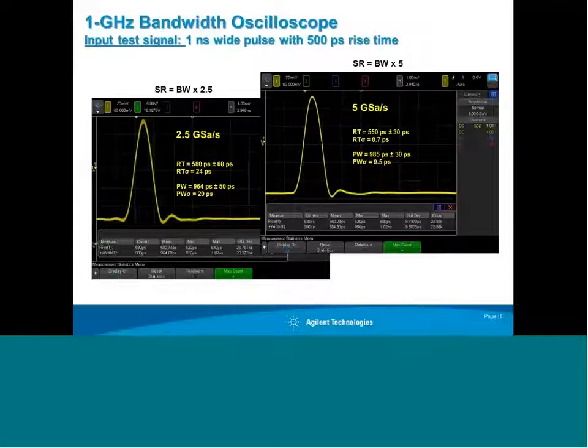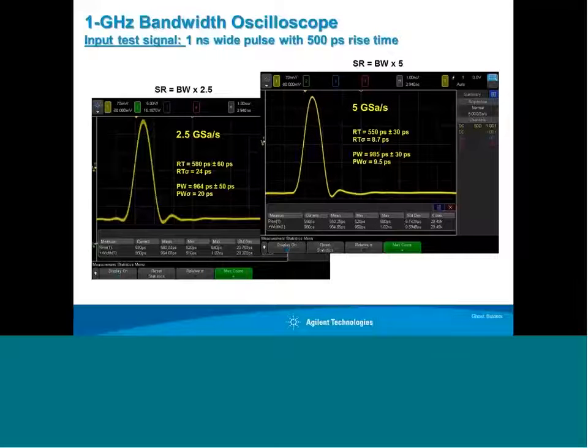So let's now take a look at the same example, the same 1 nanosecond wide pulse with a 500 picosecond rise time. And so this input test signal that I'm showing right here, this is a repetitive input. This is about the absolute narrowest, the minimum width pulse, and the fastest rise time edge that you can expect to make accurate measurements on.